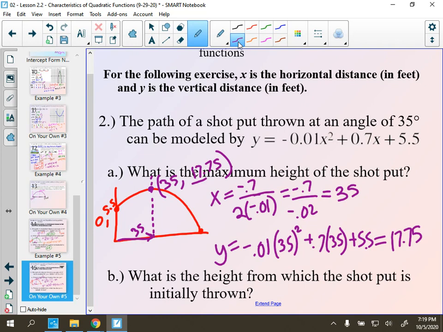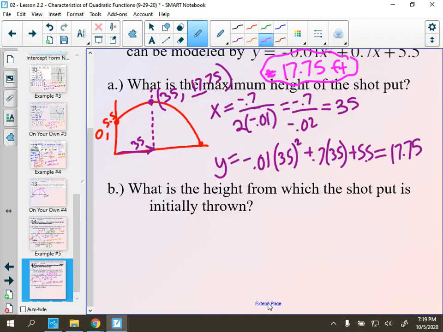All right, so what is the maximum height of the shot put? I think we've answered that question. It travels exactly, I guess, 17.75 feet. All right, and then the last one, what is the height from which the shot put is initially thrown? It's very similar to the basketball one. This one was launched from a height of 5.5 feet. Whew, that is a doozy. Holy cow. But I think we got through it.